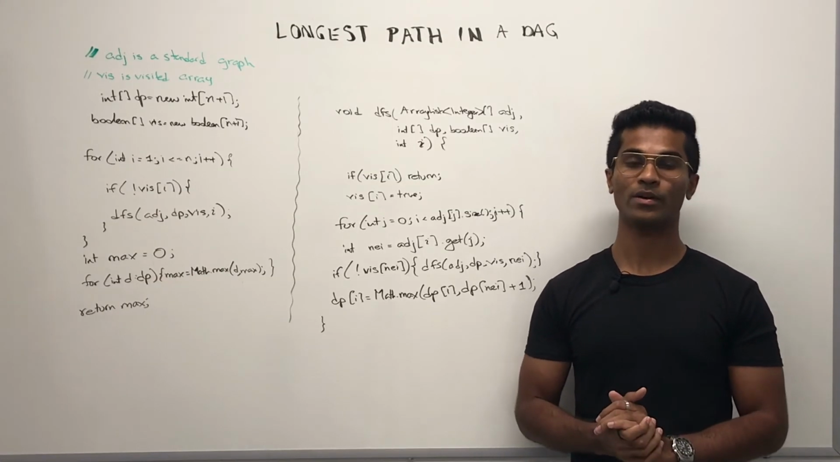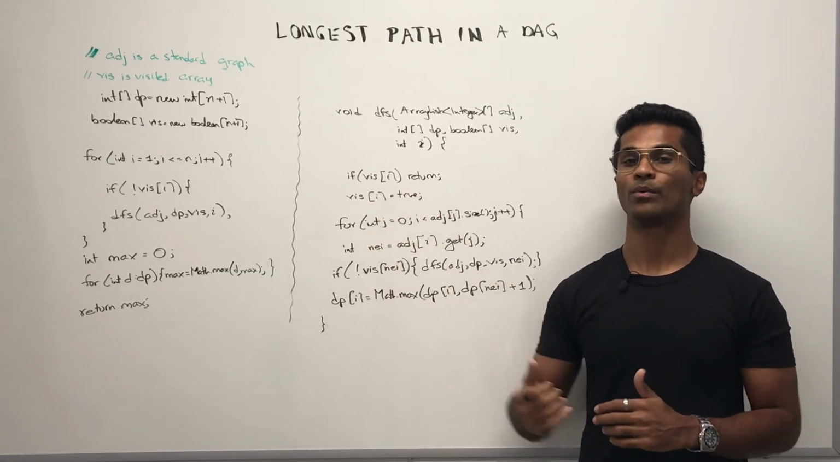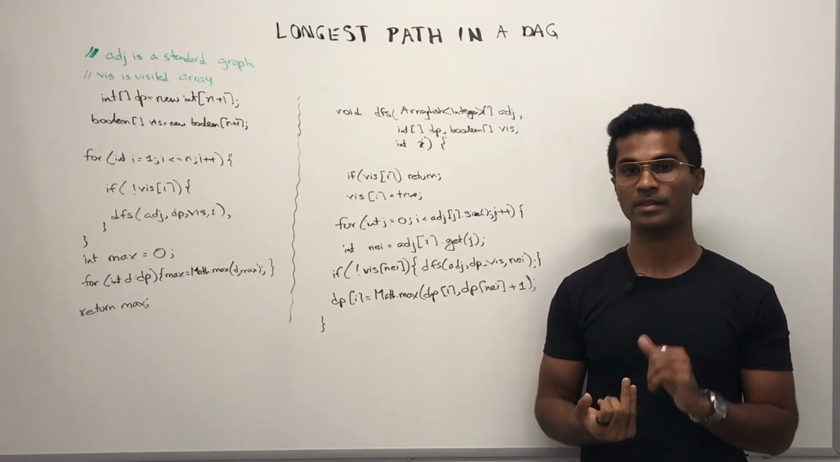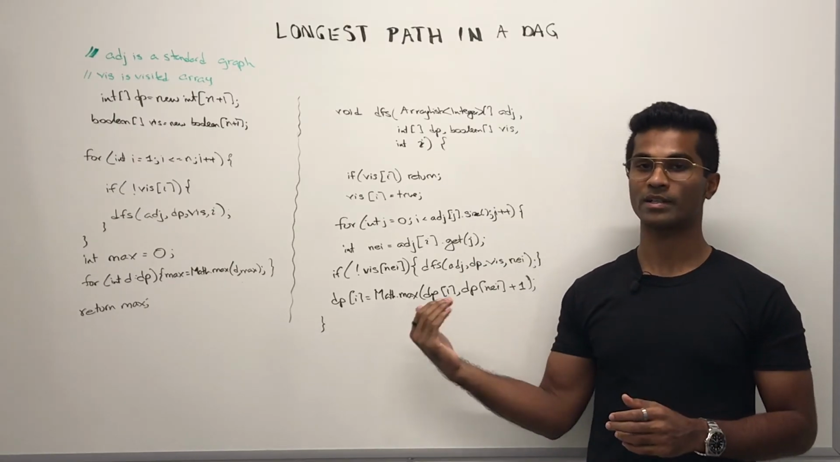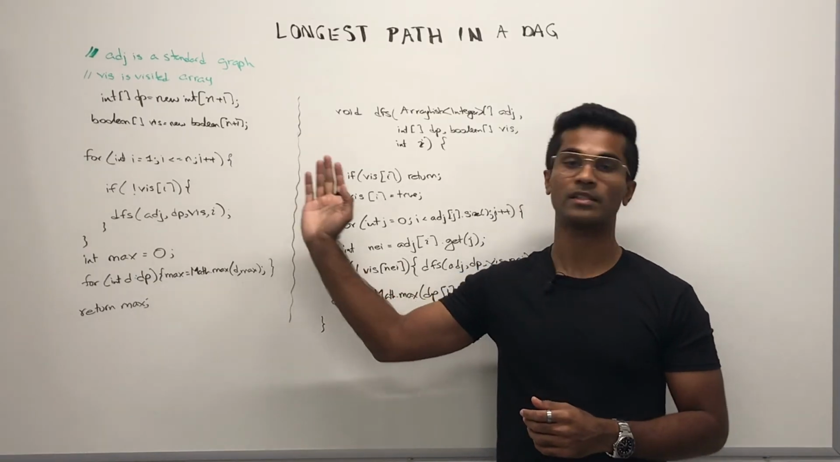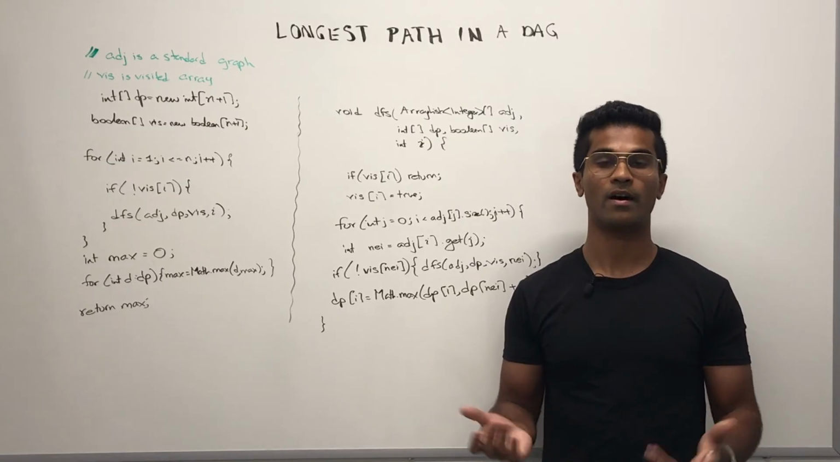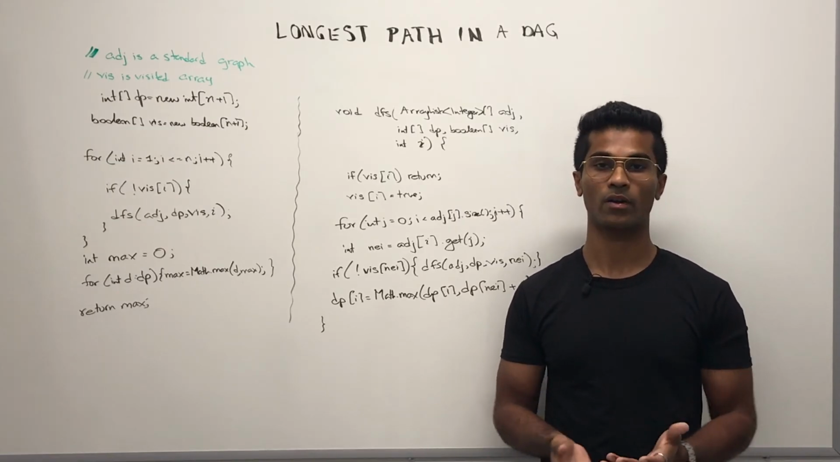So I've written the code, and I've split it into two parts. The first part is going to be the control logic, where we initialize the visited set and the dp array, and the second part is our recursive DFS function. So what we're going to do is take our adjacency graph, and our DAG is just going to be a simple ADJ, which is the adjacency list representation of our graph.